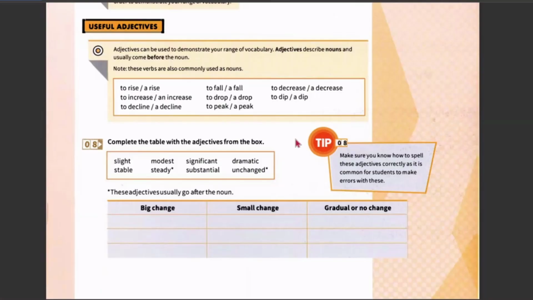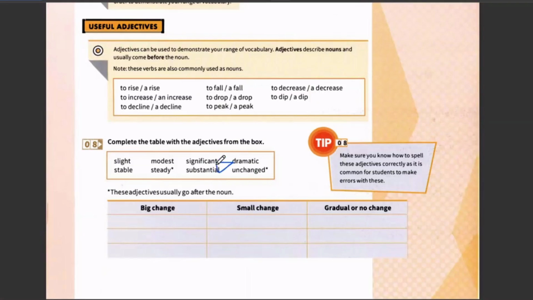Steady, significant, dramatic. Steady for big change? No, not steady, but yes, dramatic and significant is correct. There is another one that is substantial. Substantial. Yes, so this will be significant. I'll write it in a very bad way because I'm using a mouse. Substantial is also for big change as well as dramatic. So these 3 should be used for big changes.